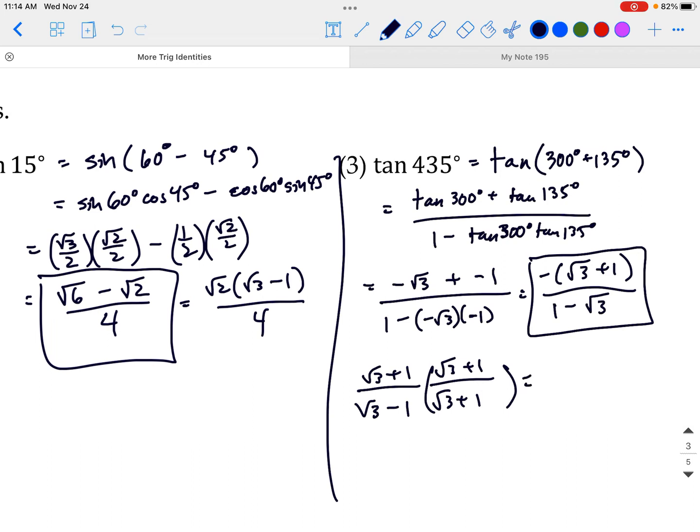So maybe we'll multiply by radical 3 plus 1 over radical 3 plus 1. So our numerator is going to be radical 3 plus 1 squared, over, and then the difference of squares here will be 3 minus 1, so it'll be over 2. And then again, we could keep going further. So note, there's lots of different ways you can write these expressions. So just be careful of equivalent expressions.